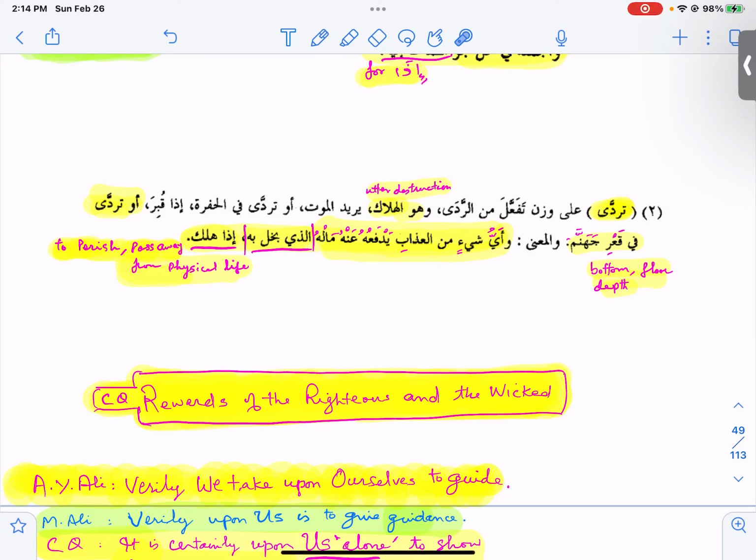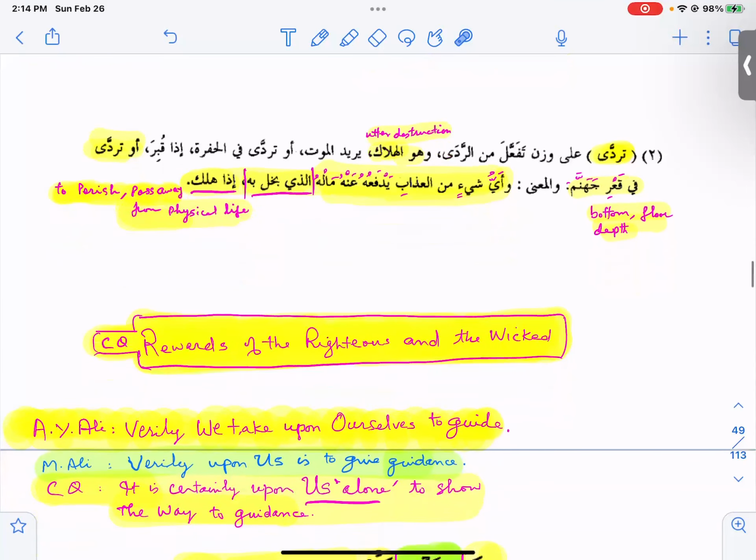يدفعه عنه ماله. This is Malu is the file of Yadfahu Anhu. Allazi Bakhila Bihi. He was the miser. Iza Halaka, when he perishes from his physical life, when he passes away. This is little more explanation, inshallah.